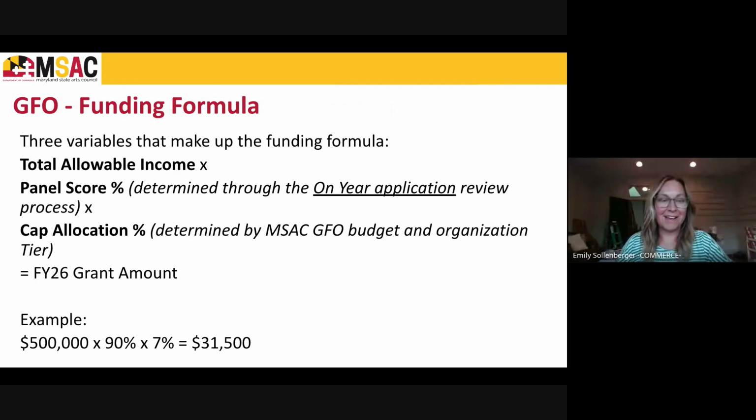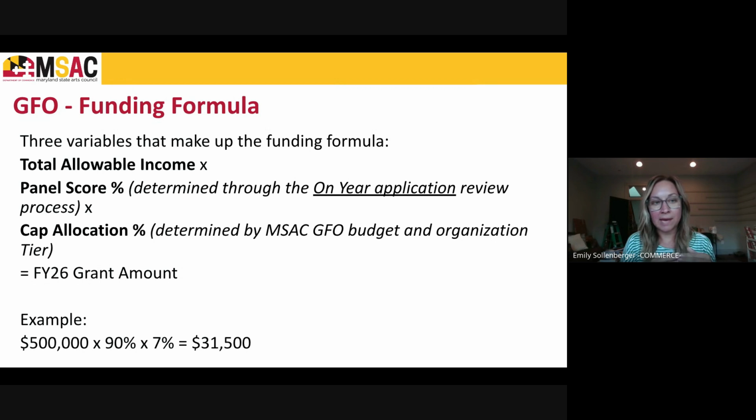Great, thanks, Laura. I mentioned earlier how your panel score might fit into the funding formula, so here it is in full. There are three main variables that make up the GFO funding formula that we're looking at for each year. Whether you're in an on year or an off year, we still use the same funding formula. The first is the total allowable income, which is the income that comes from the financial table that Laura mentioned. That's why it's really important for us to have that financial table completed, so we can cross-check your financial statements to confirm that total allowable income number.